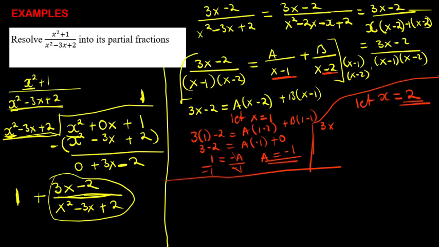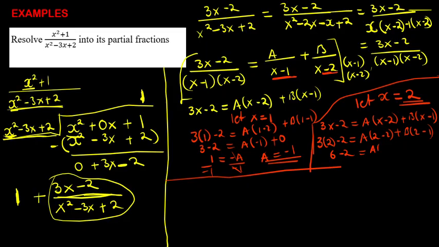So we have 3x minus 2 equal to a(x minus 2), then plus b(x minus 1). So in short, wherever there's x, I'll put 2. So I'll put 2 there, 3 times 2 minus 2 equal to a times (2 minus 2), then plus b times (2 minus 1). So there to be 6 minus 2 equal to a times 0, plus b times 1. Then I'll have, what's the answer there? It will be 4 equal to 0 plus b. Then b is equal to 4.